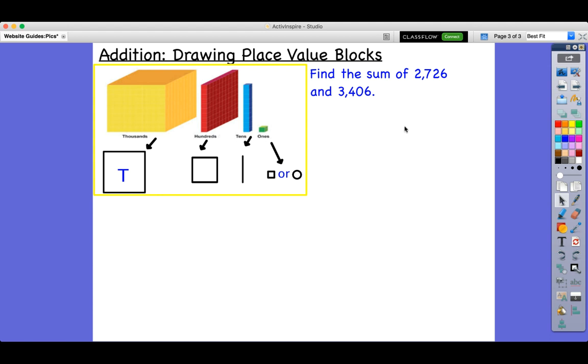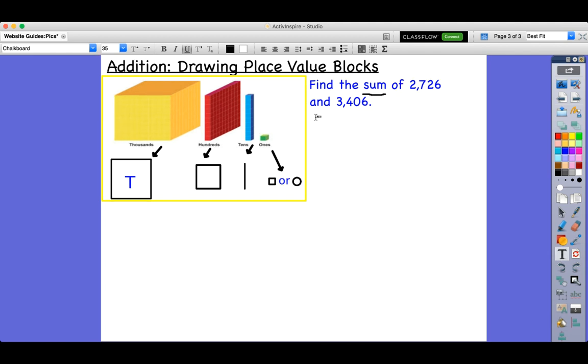So today we're going to be working on that, and we're going to do that by practicing finding the sum of 2,726 and 3,406. Now, I know from my math schema, when I see the word sum, that means I need to add. So before I start solving, I'm going to make a little plan or a model with my equation to help me know what I need to do.